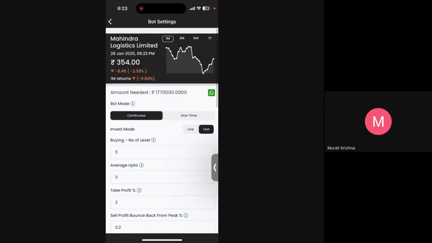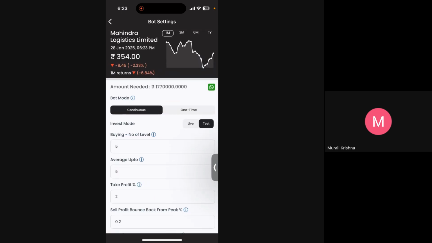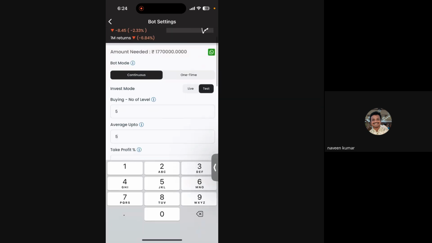Okay, the buying level, because... I have one doubt actually. Why do buying and average have the same values? Yes, because you can just change it if you want to see. It takes an average price.